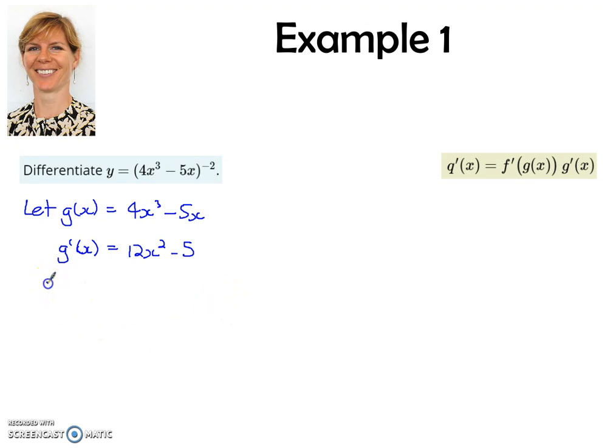I know that f of g of x is the same as g of x to the minus 2. I'm going to define it as such. So f of g of x is g of x to the minus 2.